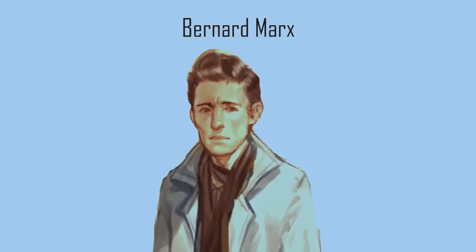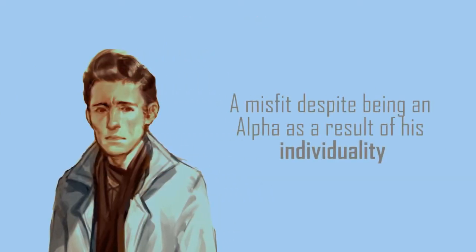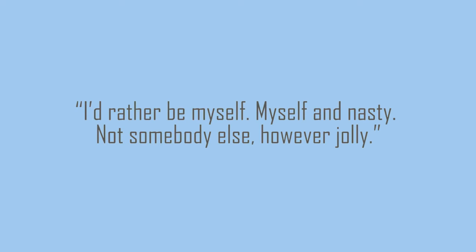The story follows Bernard Marx, who is considered a misfit despite being an alpha, as a result of his individuality and also the closest thing to an individual you will ever encounter in this book. After being pressured to eat Soma Sunday, he refuses to do so and says, "I'd rather be myself and nasty, not somebody else, however jolly."